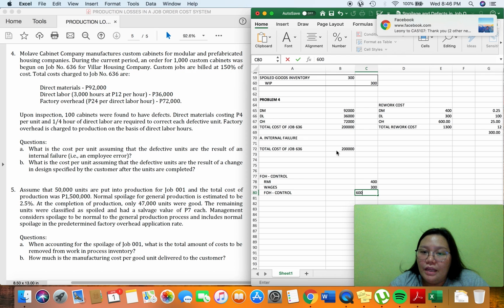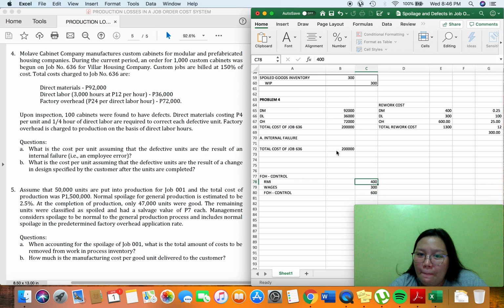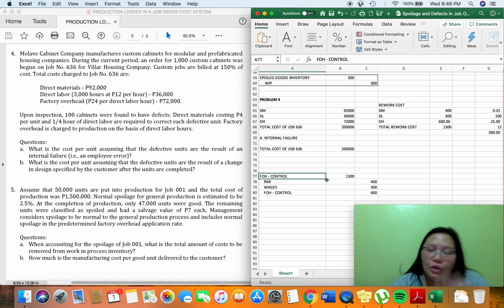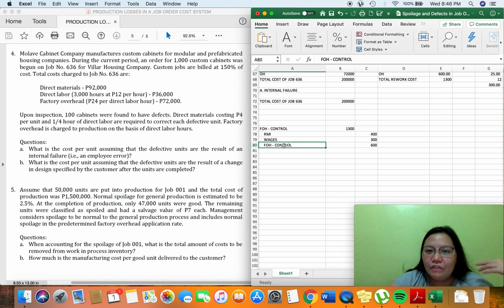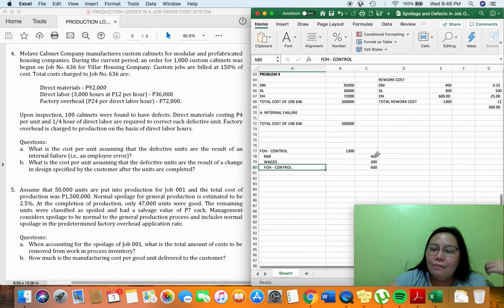Now, again, do not be confused, okay? It is okay to debit and credit the factory overhead control account at the same time, because every time you debit the factory overhead control account, the amount that you have debited is added to the total actual overhead. And then every time you credit the factory overhead control account naman, the amount that you credited is added to the applied overhead. So that is okay.